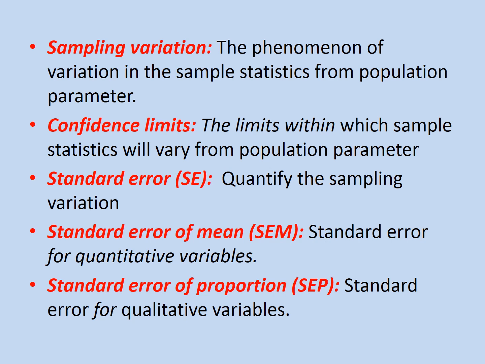Okay. Second concept is the confidence limit. Now many times we have heard while reading a research paper, 95% confidence limit, or 90% confidence limit, 99% confidence limit. That confidence limit means the limits within which sample statistics will vary from population parameters. I will make you understand this concept in detail with the help of an example. Third is standard error. Now standard error is very useful to quantify the sampling variation we have just seen.